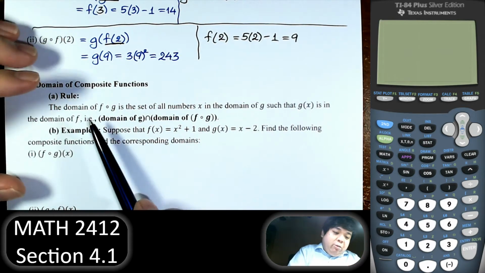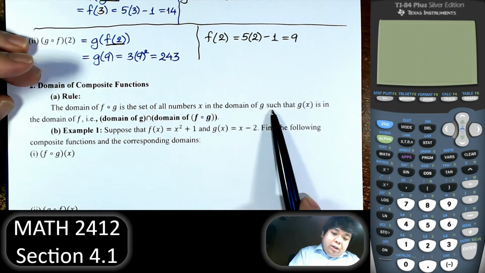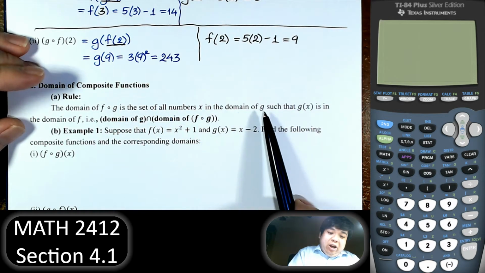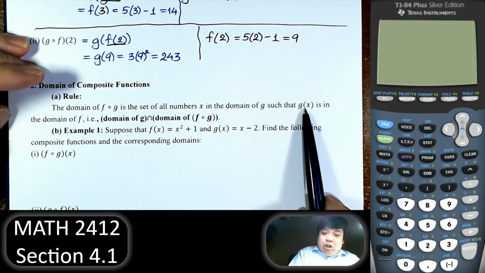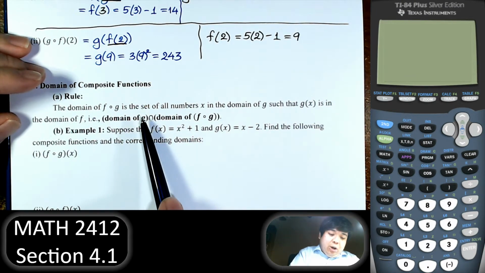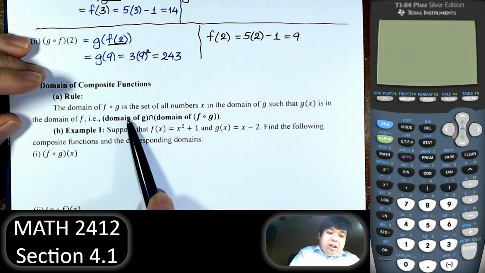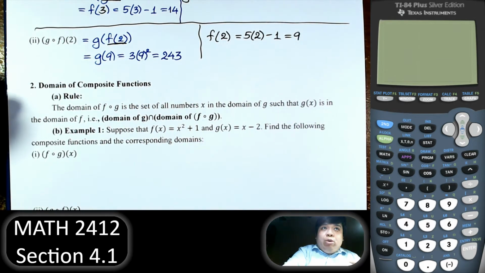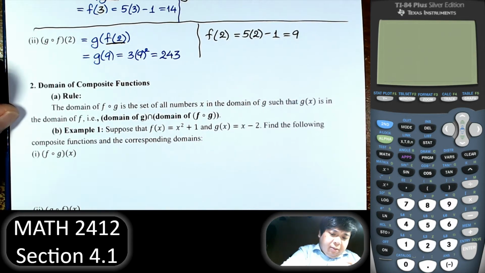Now, the domain of the composition of two functions is, once again, all the x in the domain of g and the g of x in the domain of f. So pretty much what we have is the domain of g and the domain of the end result.